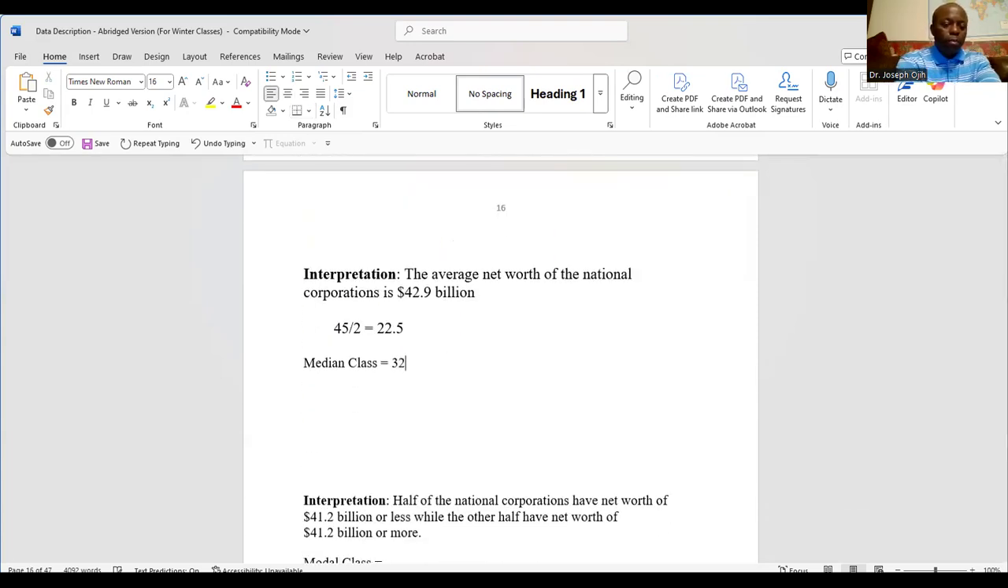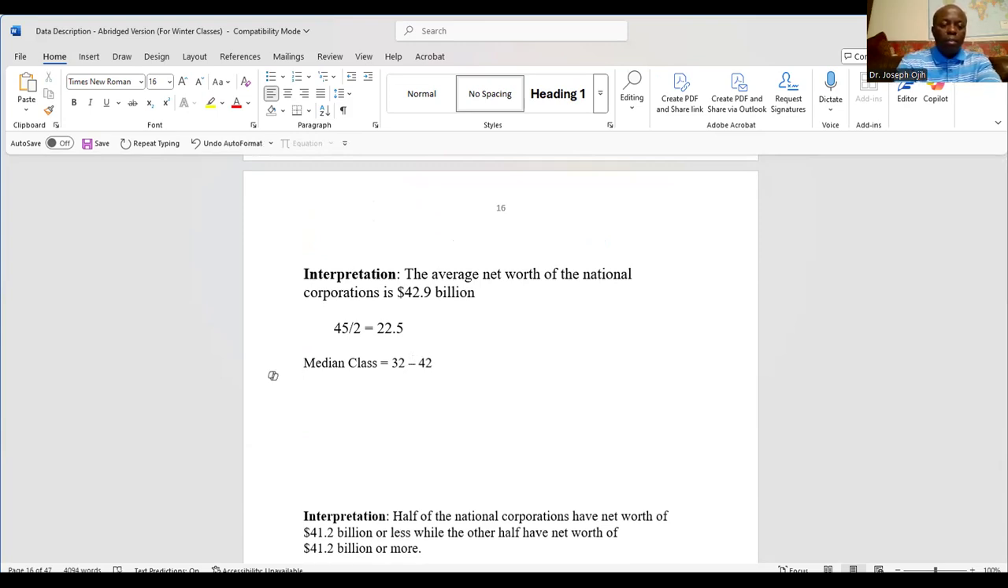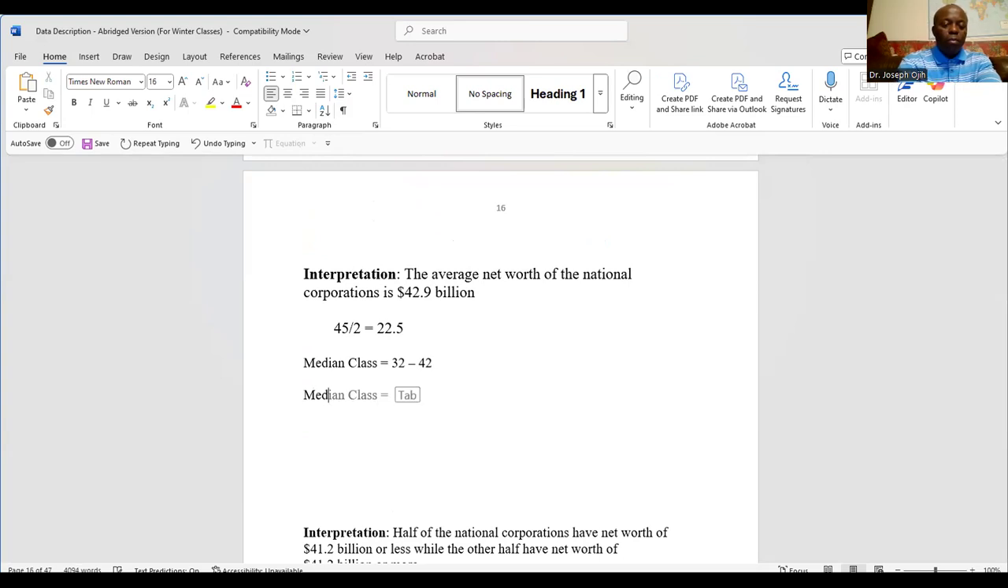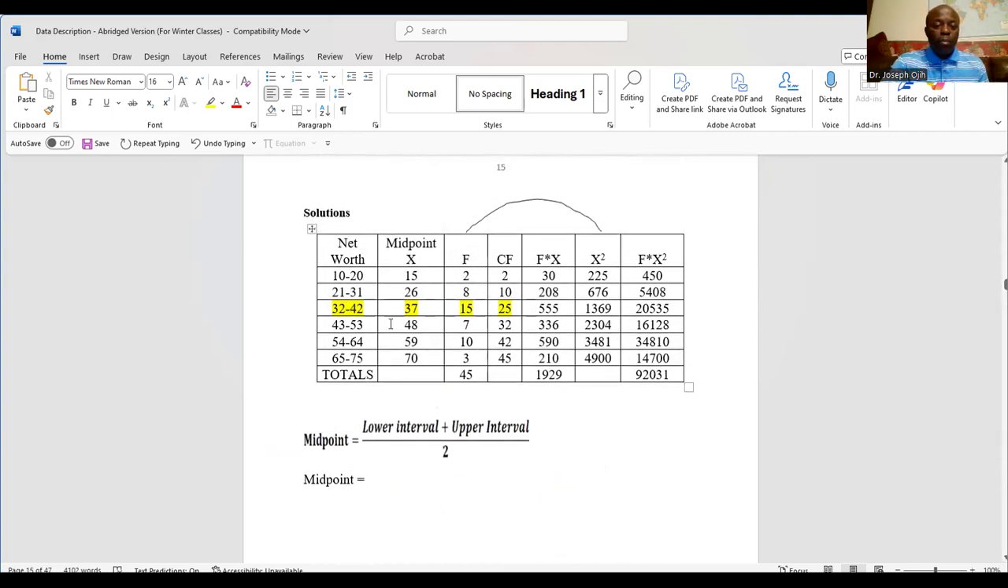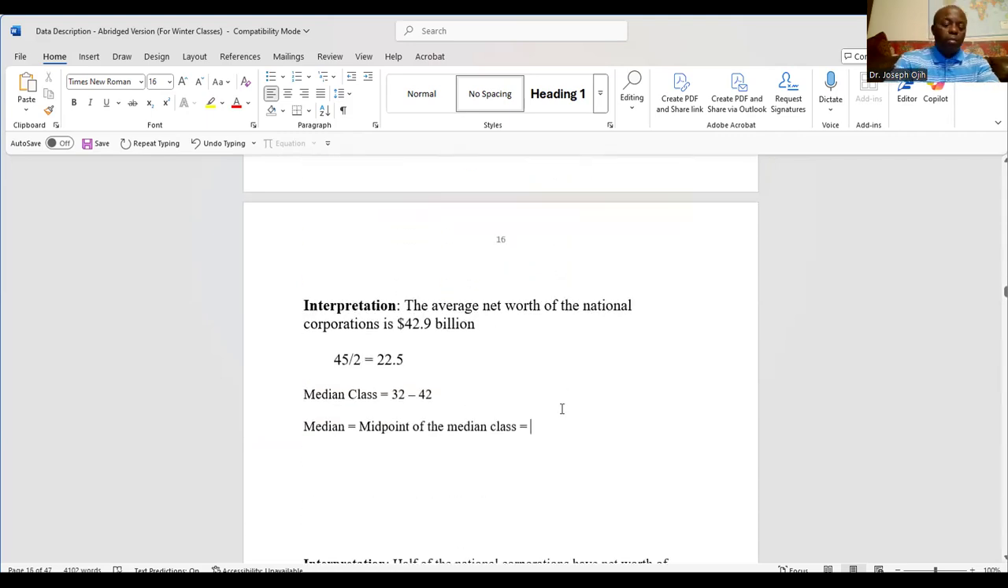32 to 42 is the median class. So the median now equals the midpoint of the median class. Look at the median class right here, and this is the midpoint, which is 37. So the median is 37 billion.